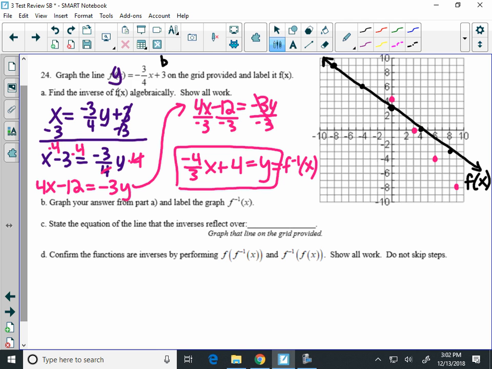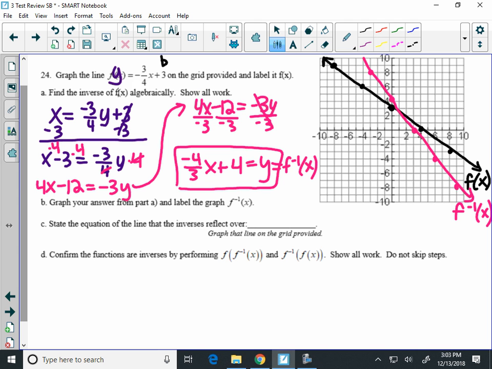All right, so we're going to plot those points. There we go. And we should be able to connect these the best we can. And that's going to be f inverse of x.